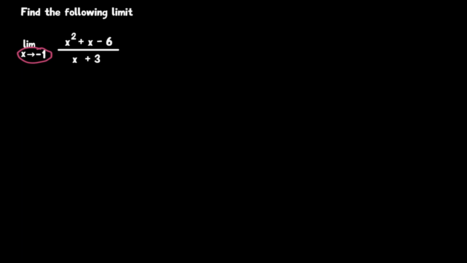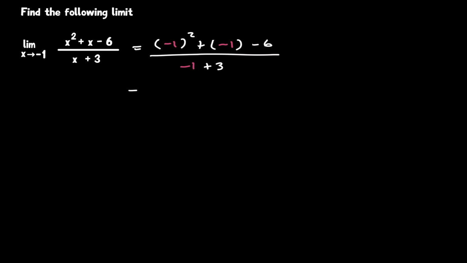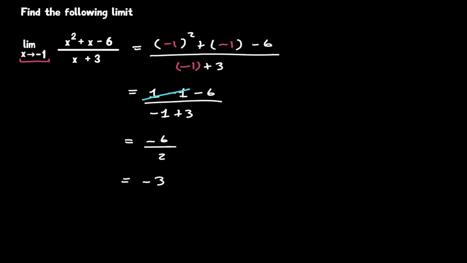Let's start by evaluating the function. So our first term, -1 to the second, that's +1, then -1, then -6. And on the denominator, we got -1 plus 3. Now, 1 and -1 is going to cancel out. So on the numerator, we just get -6. And when we combine the denominator, that equals +2. And now we obtain the result of -3.